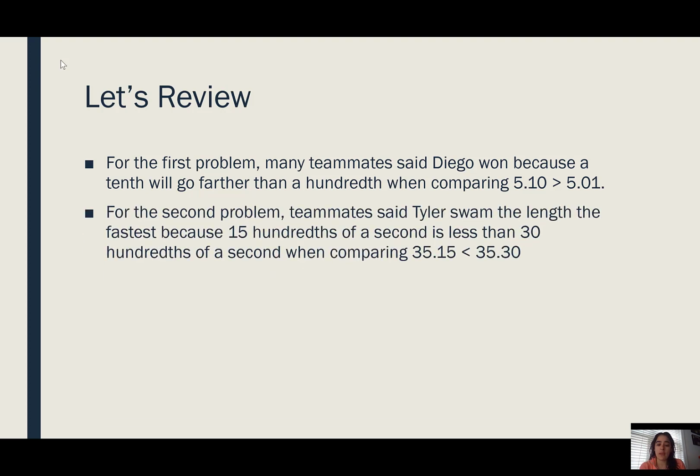For the second problem, teammates said Tyler swam the length the fastest because 15 hundredths of a second is less than 30 hundredths of a second when comparing them. So 35 and 15 hundredths of a second is less than 35 and 30 hundredths of a second. I also agree with you. So you guys definitely understand that when the number is smaller, that means the person is faster. Okay, so let's continue on with today's lesson.